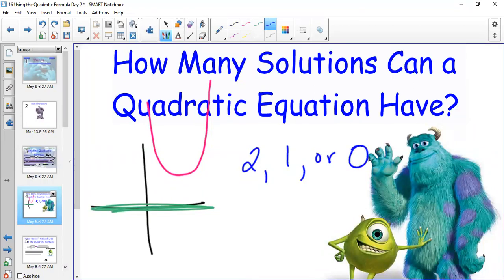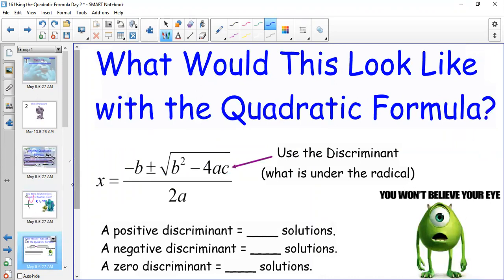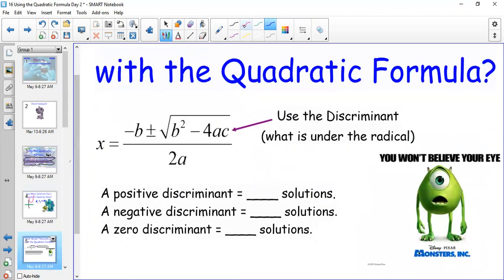Okay, so let's figure out how we can determine how many solutions it has, if it has 2, 1, or 0. And it deals with the quadratic formula. We call this part the discriminant. So the discriminant is what is underneath the radical or underneath the square root. And that is what is used to tell us how many solutions.